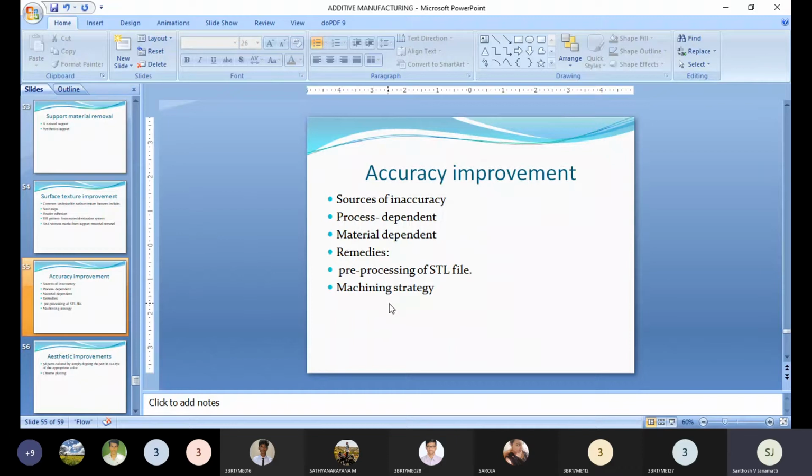Someone is unmuting his mic. Please do mute, please. Okay.